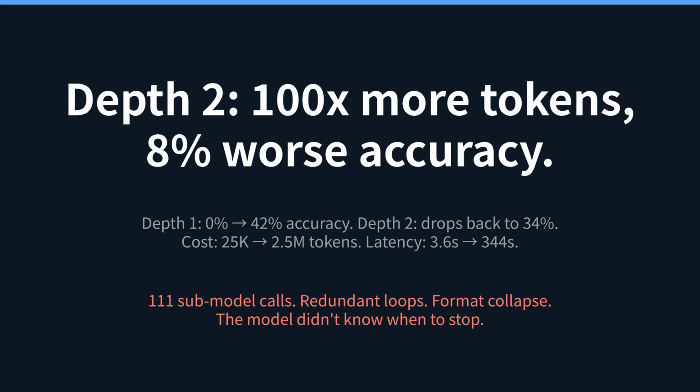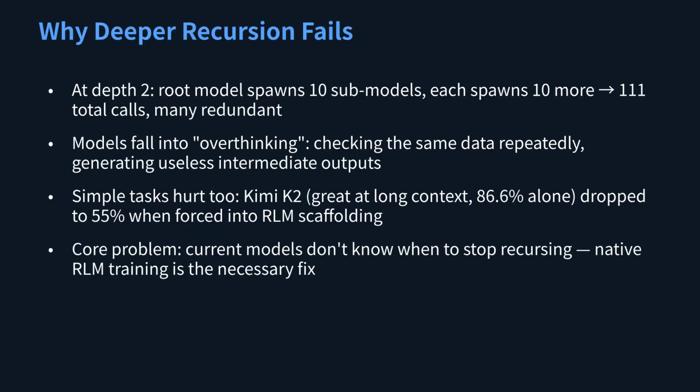Meanwhile, the cost exploded, from around 25,000 tokens per query at depth 1 to about 2.5 million tokens per query at depth 2, with latency going from 3.6 seconds to over 5 minutes. The reason for the performance drop is that models don't yet know when to stop recursing. At depth 2, you can end up with over 100 submodel calls, many of them redundant.